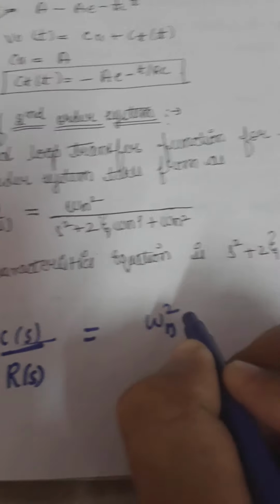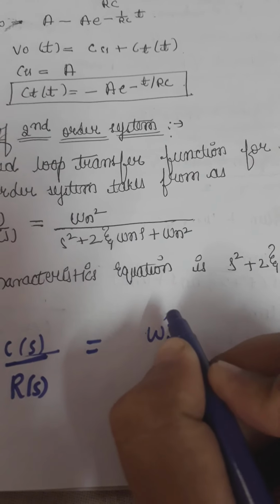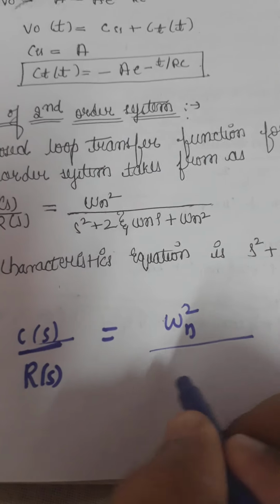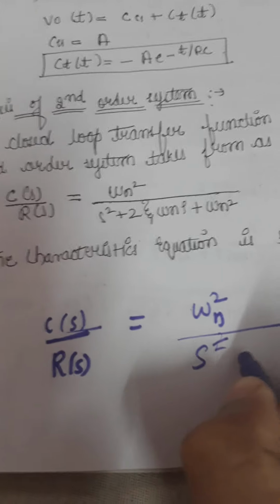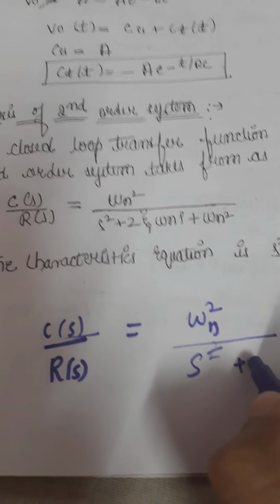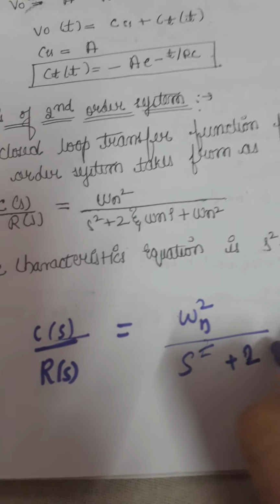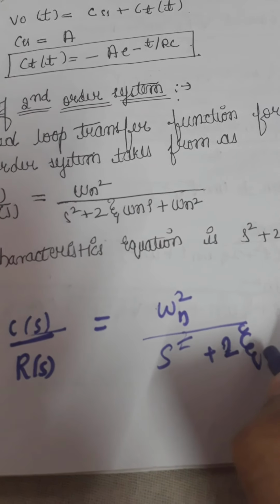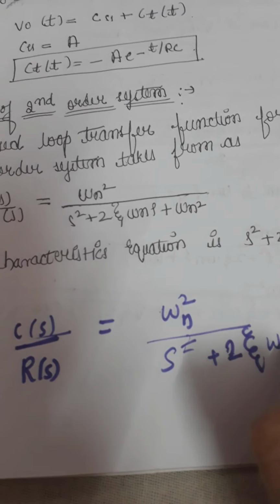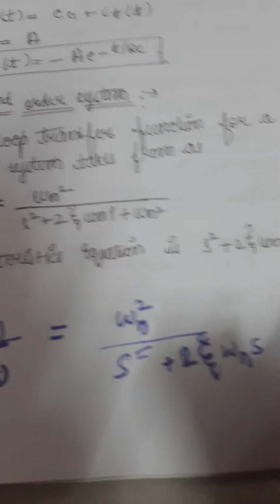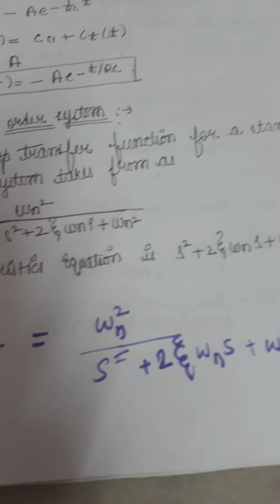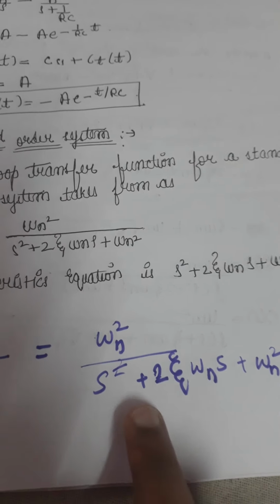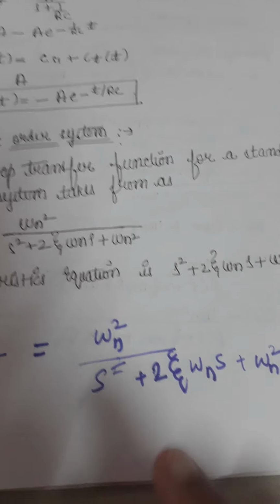C(s)/R(s) equals omega subscript n square, we should write here, divided by s square plus 2 zeta, this is read as zeta, omega again subscript n s plus omega subscript n square. We should write like this: s square plus 2 zeta.